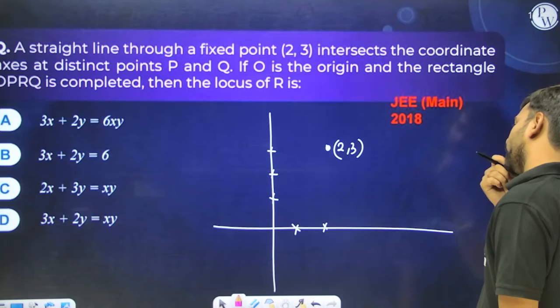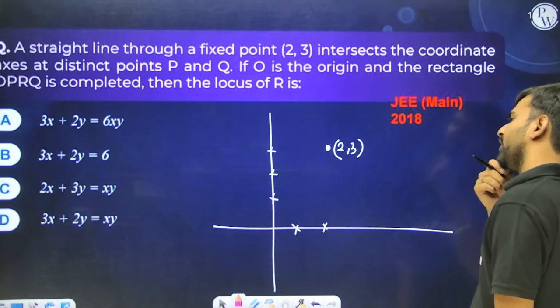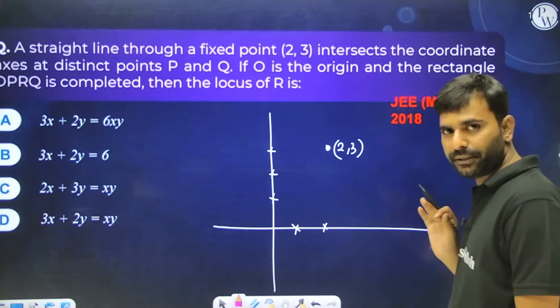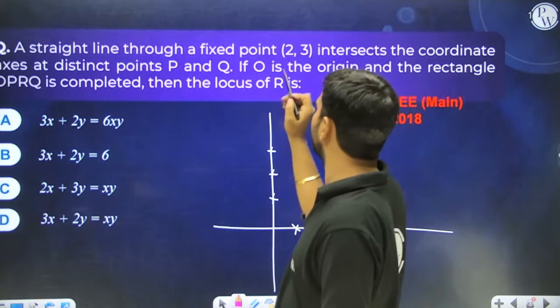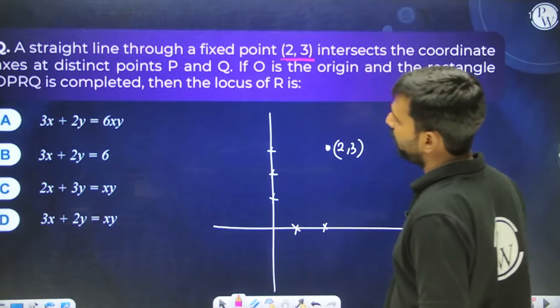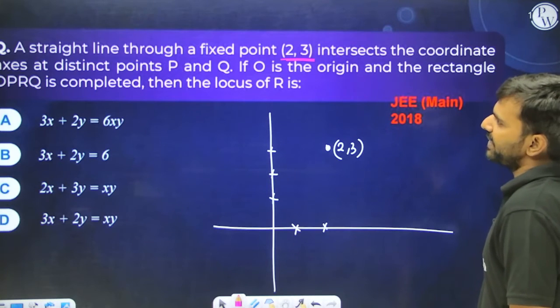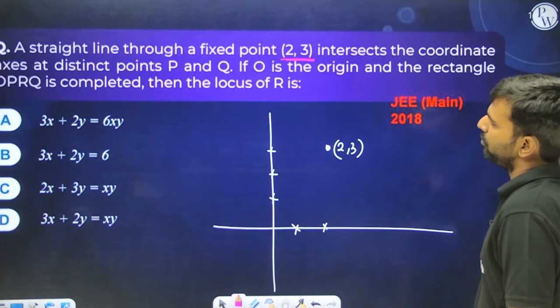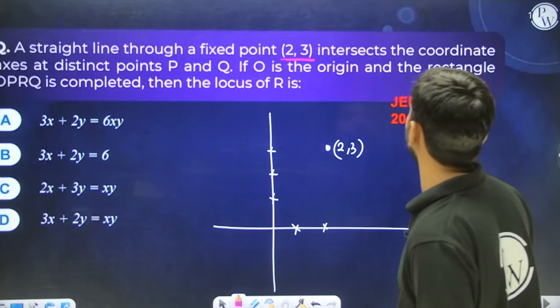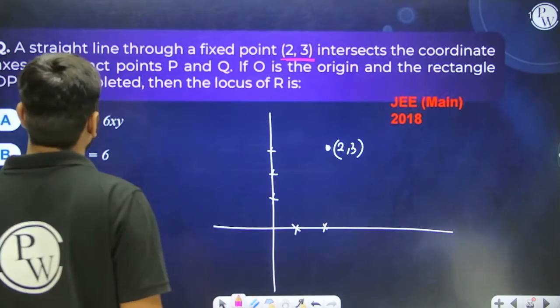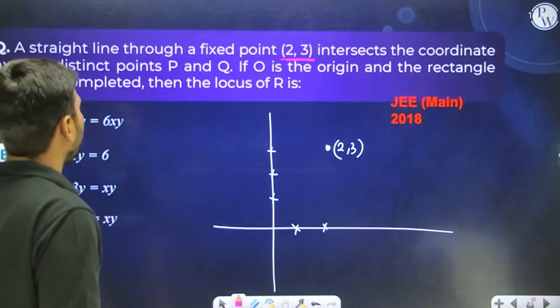If you are able to write down any one line which is passing through 2, 3, the question will be completed, because there will be infinite lines passing through 2, 3. Yes or no? And those lines are intersecting at P and Q, and if O is the origin and the rectangle is OPRQ. A straight line through a fixed point intersects the coordinate axes. Which one is R then? The locus of R is what we want to find out.